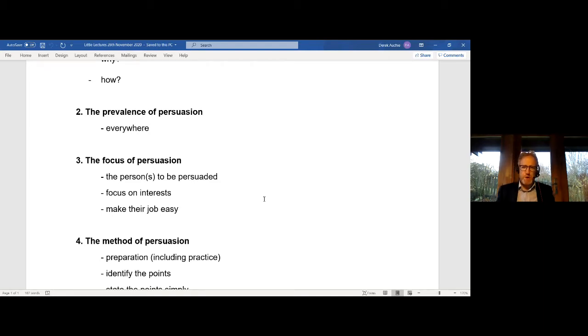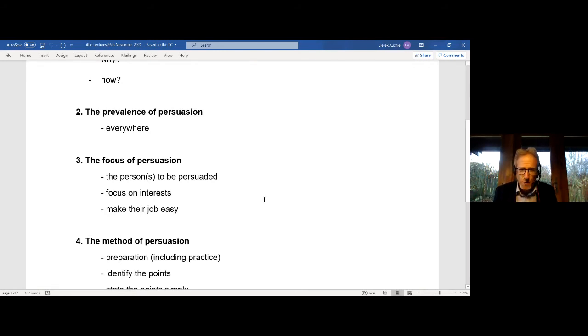So the focus of persuasion is the general sort of high line, if you like, of your concentration point, which is that you're thinking about the person that you're trying to persuade.